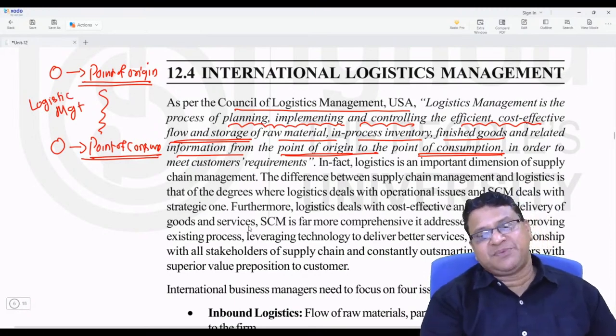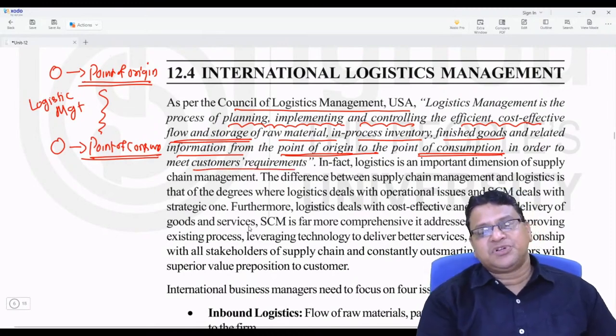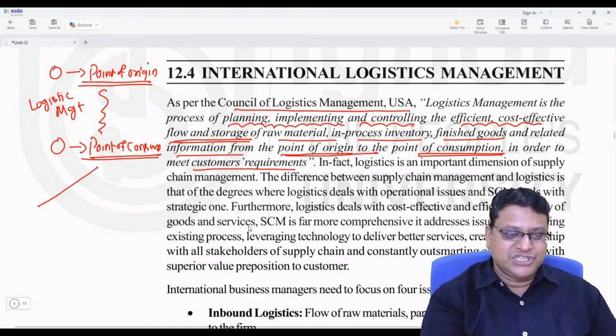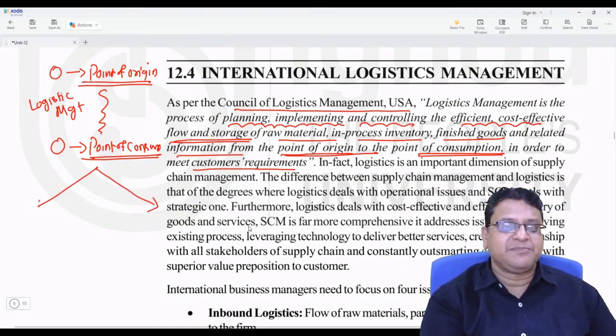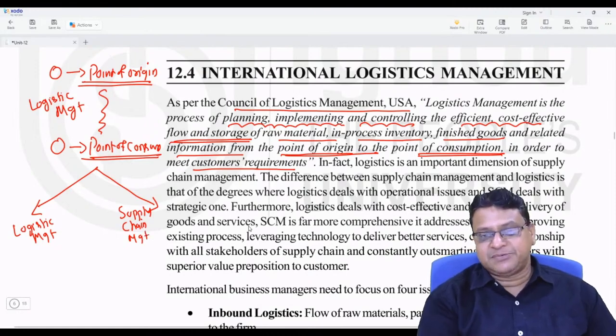So logistic management involves all activities from point of origin to point of consumption, so that we can meet customers' demand and requirements. There is a difference between logistic management and supply chain management. What is the main point of difference between logistic management and supply chain management?